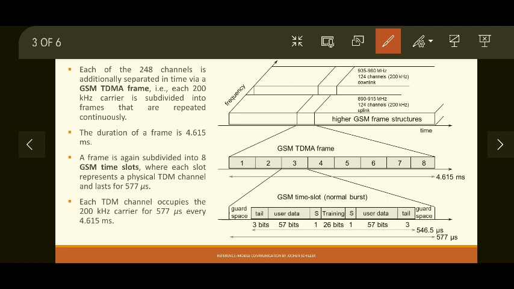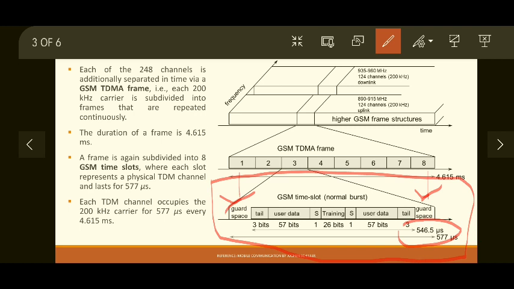Out of 577 microseconds, you can see in this diagram, only 546.5 microseconds of data is transmitted, because there is a guard space before the start of the time slot and at the end of the time slot. This is to avoid overlapping between consecutive time slots, because this is time synchronized. If there is any error in synchronization, data from two users should not overlap, and that's why this guard space is inserted at the beginning and end of a time slot.